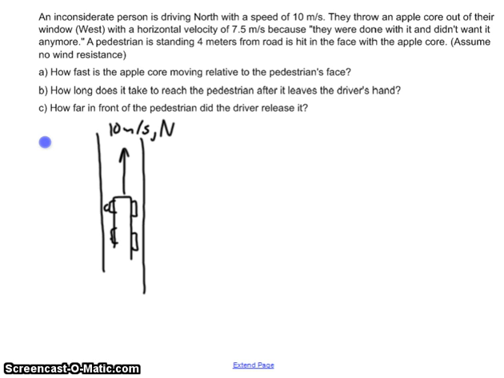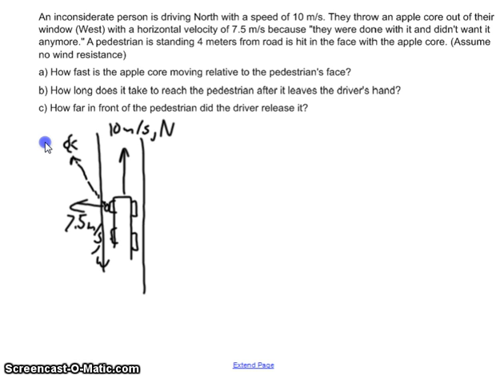And they throw an apple core out the window, and it's going to go forward at some diagonal, because it's going to the side, but it's also going forward, and it's being thrown to the side with 7.5 meters per second west. And here is going to be our pedestrian, who is unfortunately going to have a very bad day. So it's going to hit them full on the face.